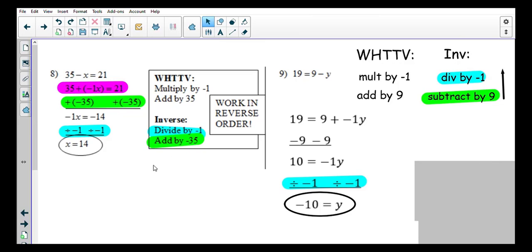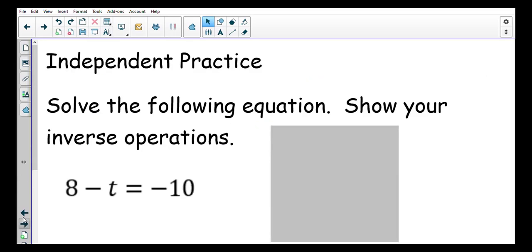These are really beneficial to check, and since you have a calculator, it's really simple. Just plug in 9 minus negative 10, hit equals. If it doesn't give you 19, you know your solution is wrong, but it will. All right, I have one for you to try independently. So just like before, pause the video, give this question a try, and then we'll take a look at the solution.